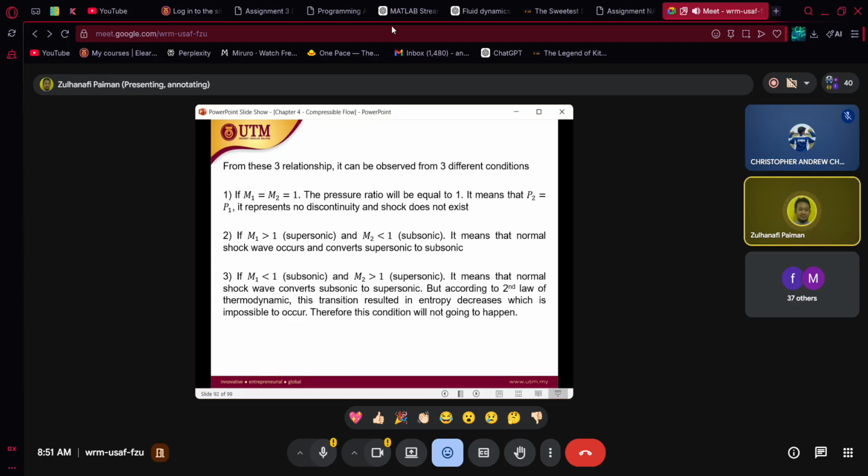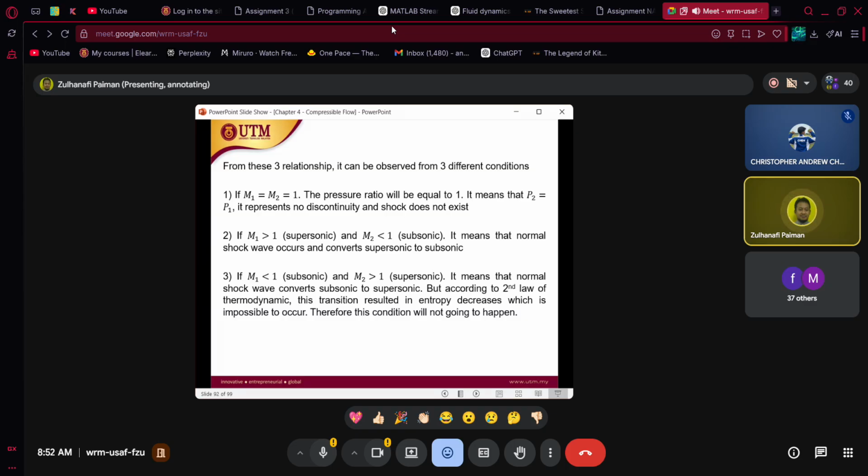From these three relationships, it can be observed that there are three different conditions. If M1, which is the Mach number before the shock wave, is equal to M2, which is equal to 1, the pressure ratio will be equal to 1. It means that P2 is equal to P1. It represents no discontinuity, and the shock wave does not exist. Even if it is sonic, the pressure ratio is equal to 1, so there is no shock wave.